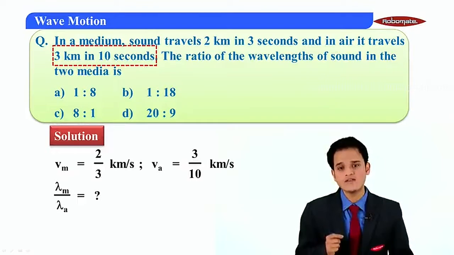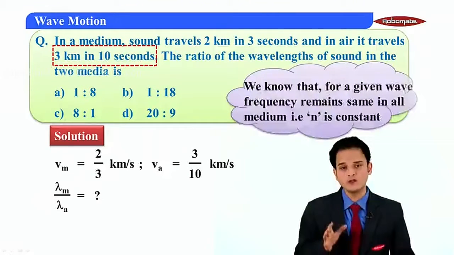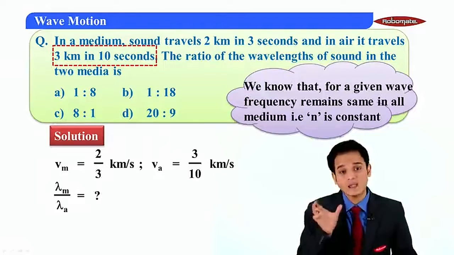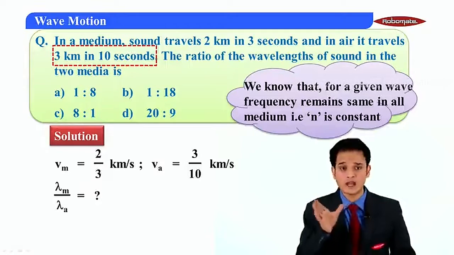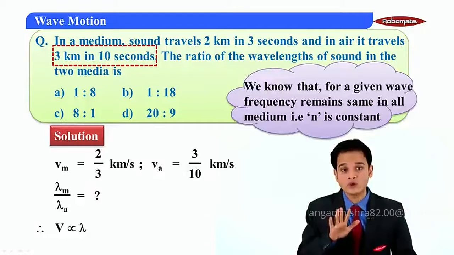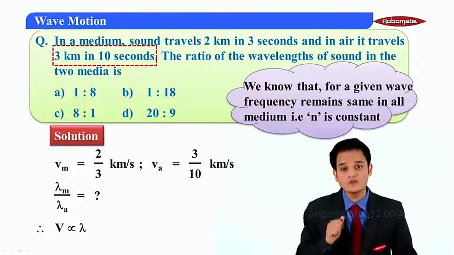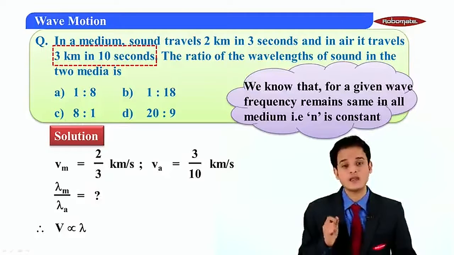So students, we have lambda m upon lambda a is equal to question mark, that is we are supposed to find this ratio. Now students, very important, for a given wave, frequency remains the same in all the media, that is n remains constant. So in the formula v is equal to n lambda, if n is constant, we get v is directly proportional to lambda. So we will be using this particular relation to solve the rest of the MCQ.